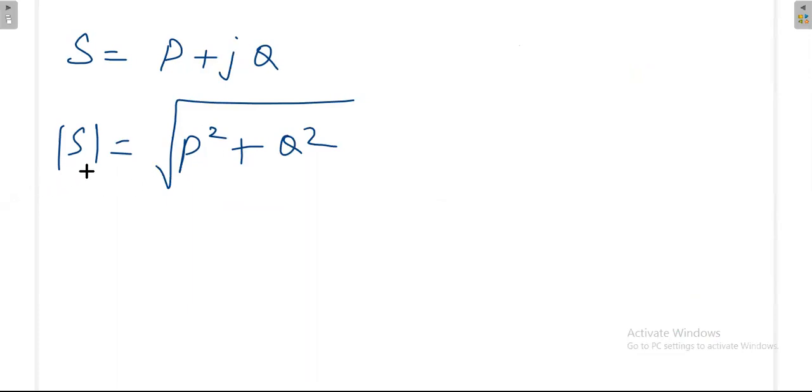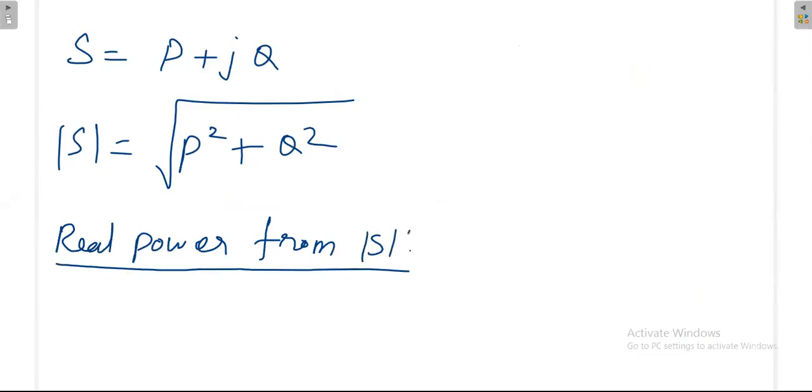Is there any other way to calculate the real power? Because I already know mod S. From mod S, how to calculate the real power? You know one thing, P is equal to S cos phi. You know what S is? S means VI, so P equals VI cos phi.